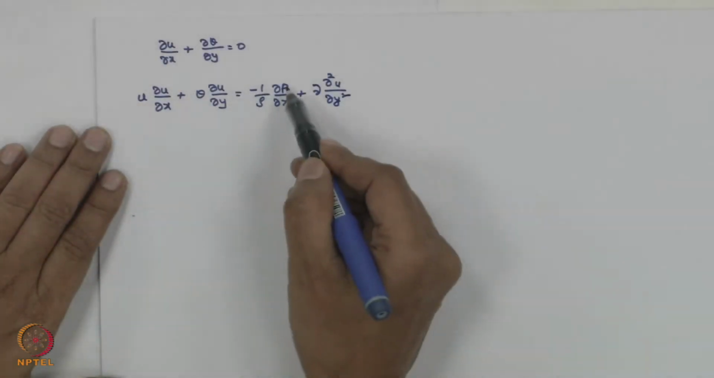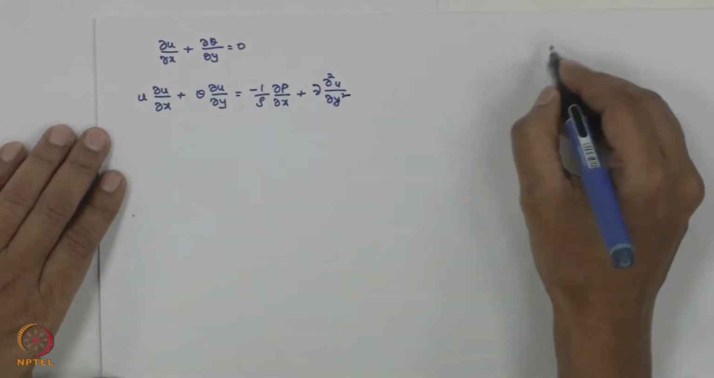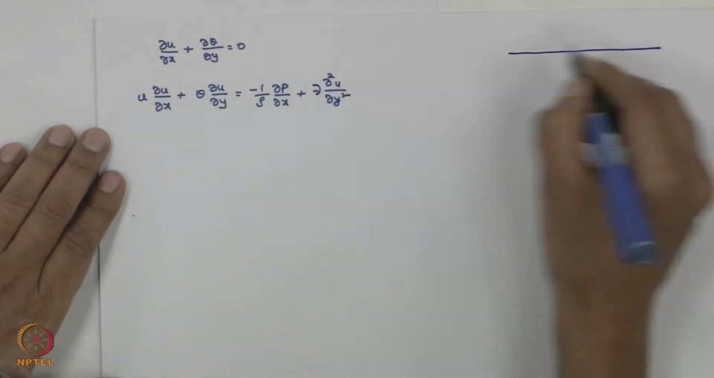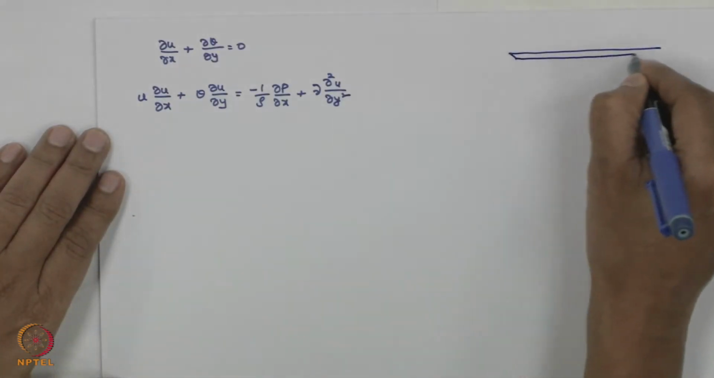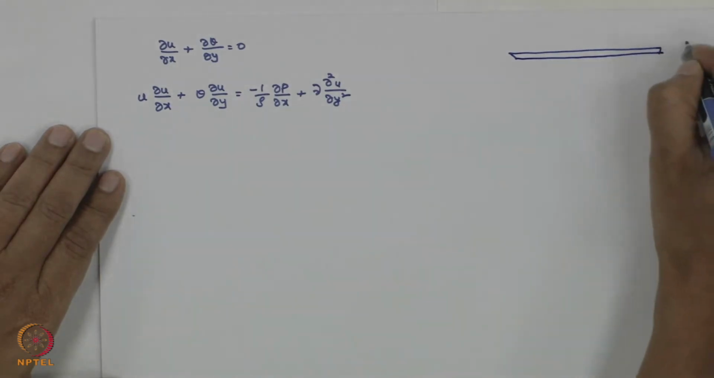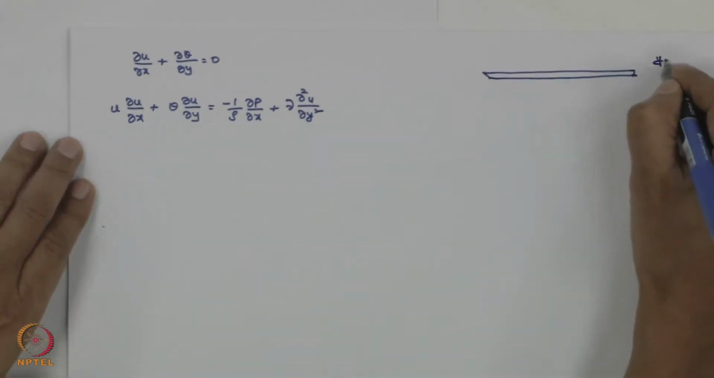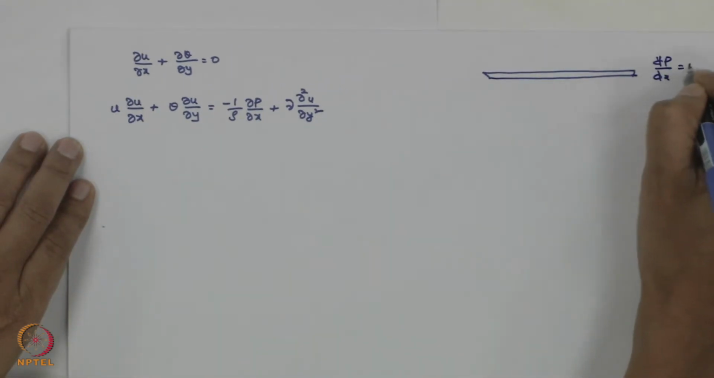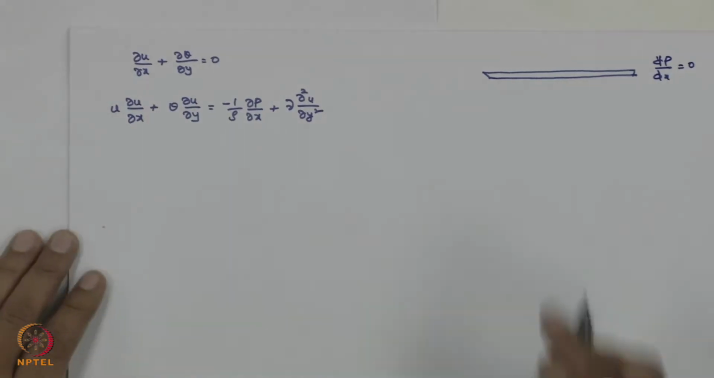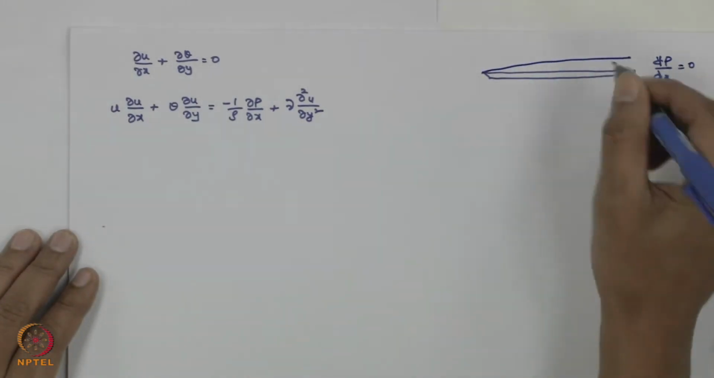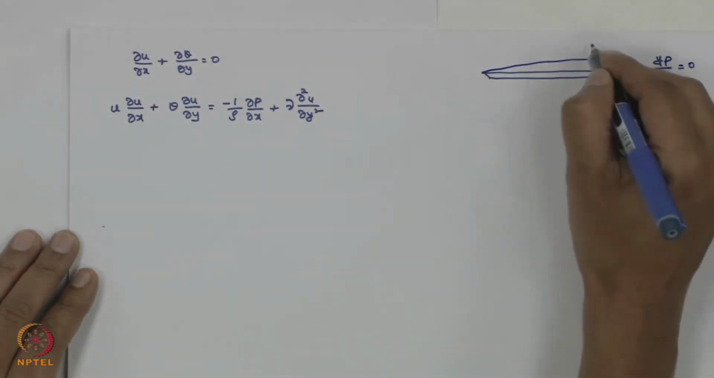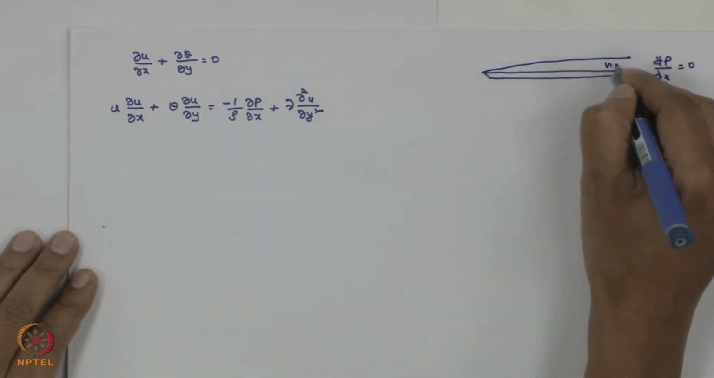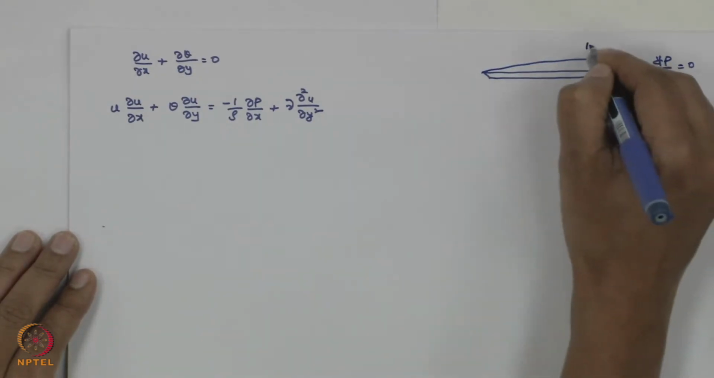Now I need to get this dP by dx term. What happens in a flow over a flat plate? We know dP by dx for flow over a flat plate is 0. Why? How do I understand that? Let's see that. We divide the region into boundary layer and outside the boundary layer. So this is the viscid region and this is the inviscid region.